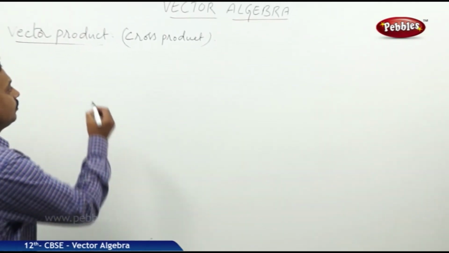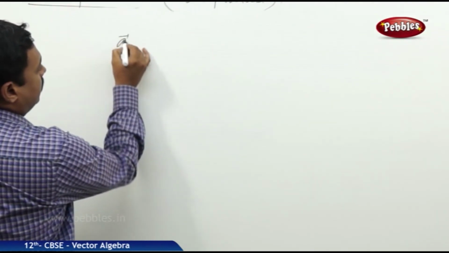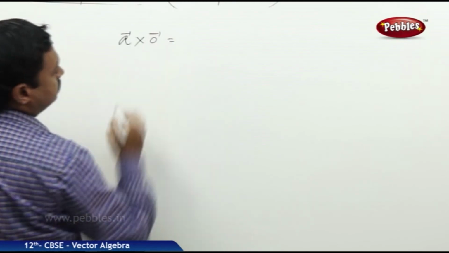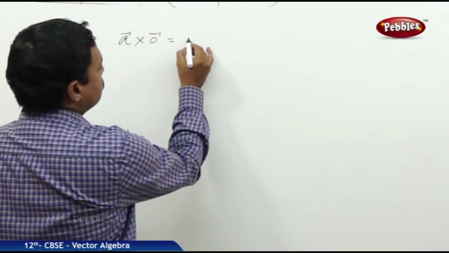By the definition, we can observe that A cross 0 bar is always 0 bar.